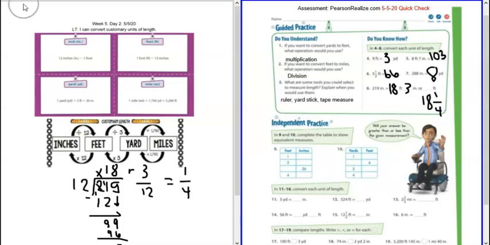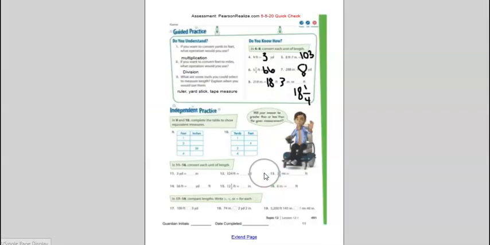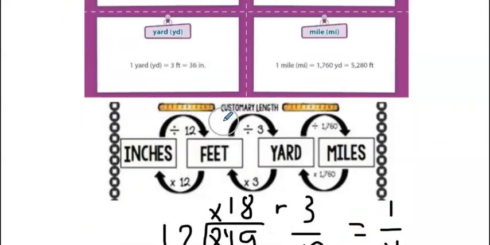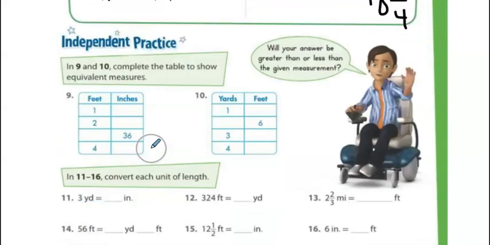All right, so let's look at number 9, and we're going to go to that single page. So we know if we're going from feet to inches, we're going to be multiplying by 12. Inches to feet, we're going to be dividing by 12. Okay, so let's look at number 9 together. So what this means is we're going from feet to inches.